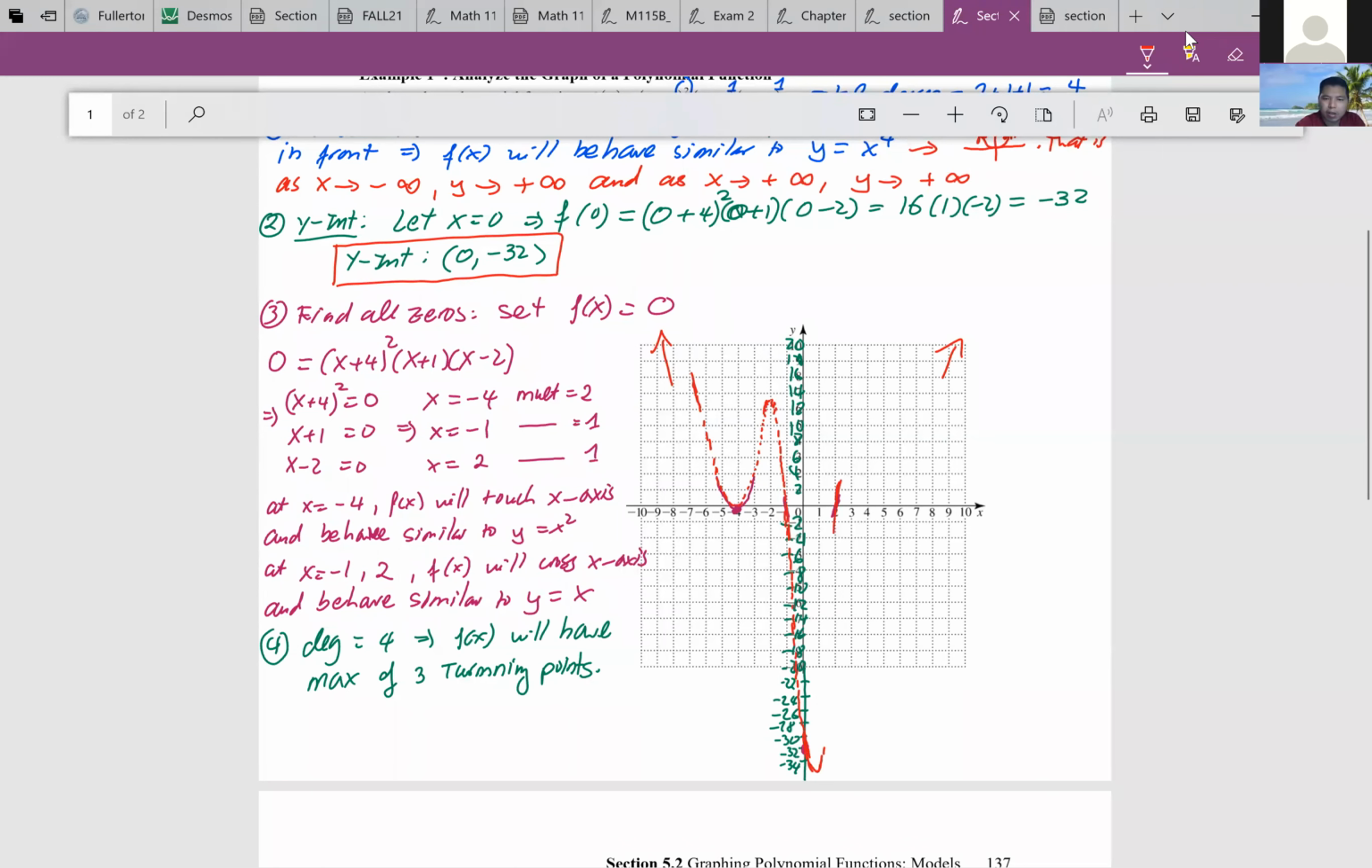Now, after we make a rough sketch, we can put in the finalized version of the curve that answers every part of the question.